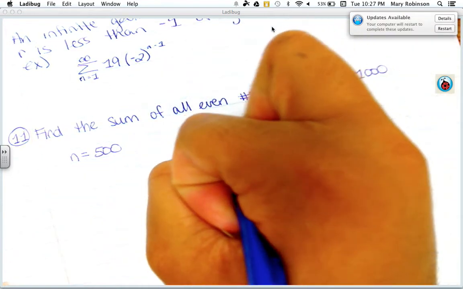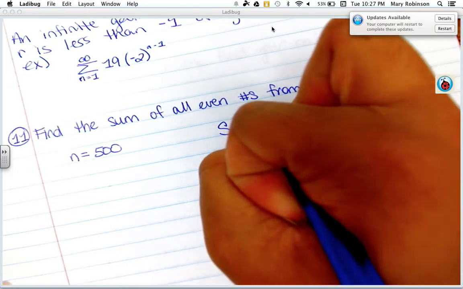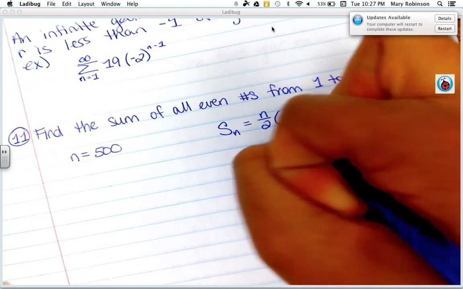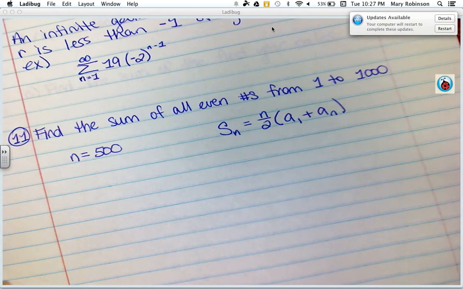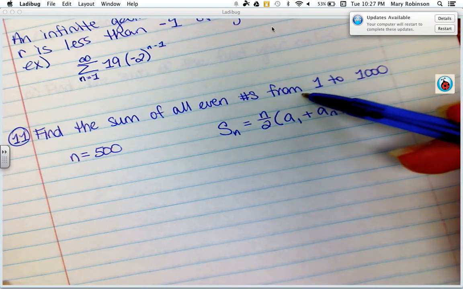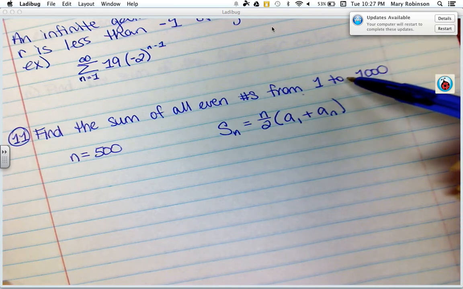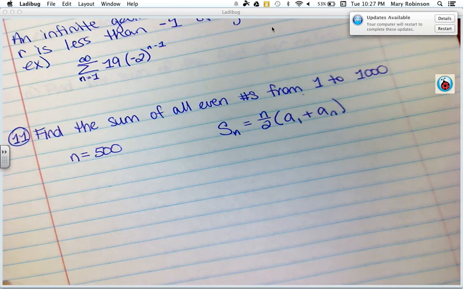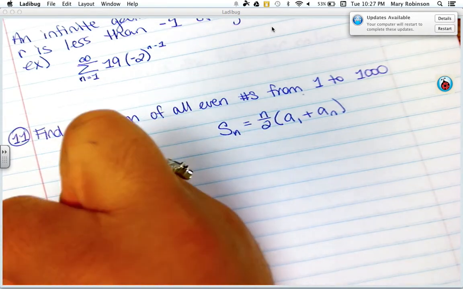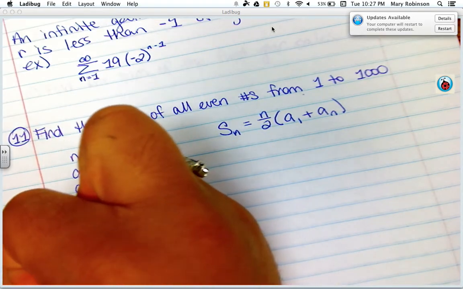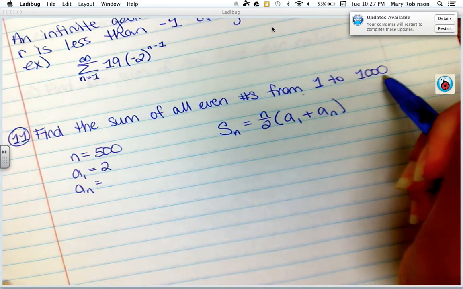So this is going to be arithmetic, so for S of n we're going to use the formula S of n equals n over 2 times the quantity a sub 1 plus a sub n. Our a sub 1: we're summing the even numbers from 1 to 1,000, so the first even number is 2. So a sub 1 is going to equal 2. A sub n is going to equal 1,000.